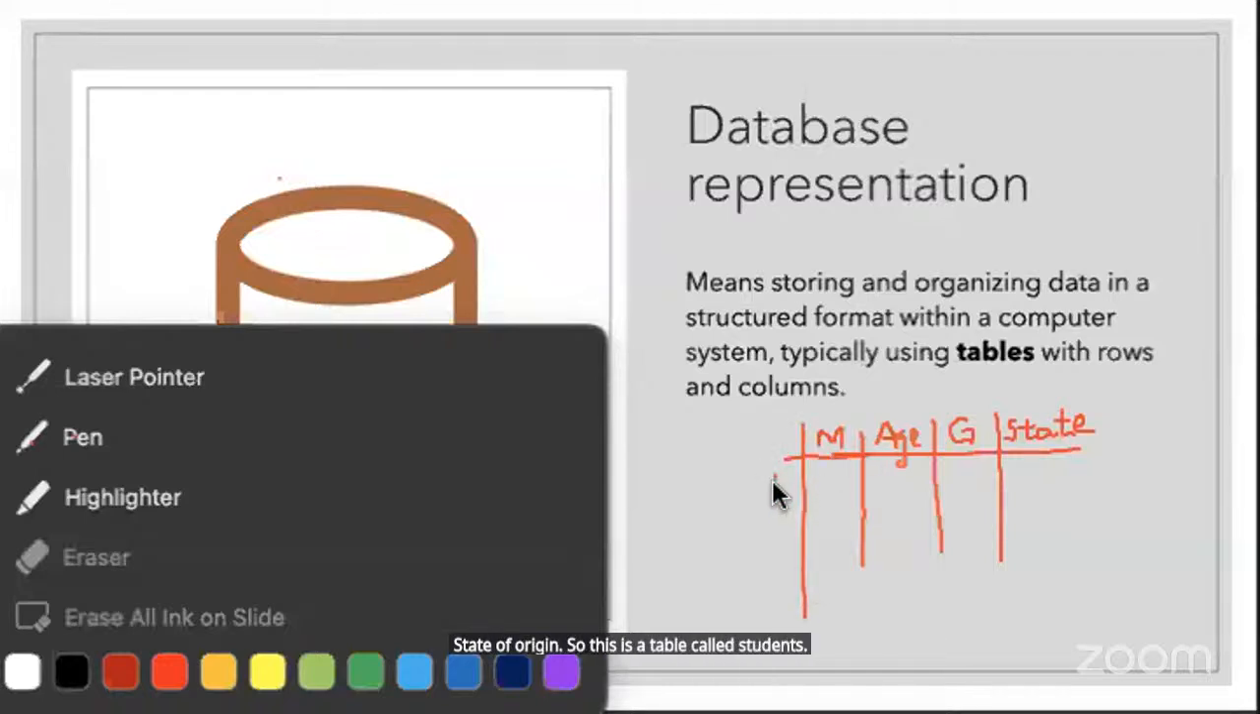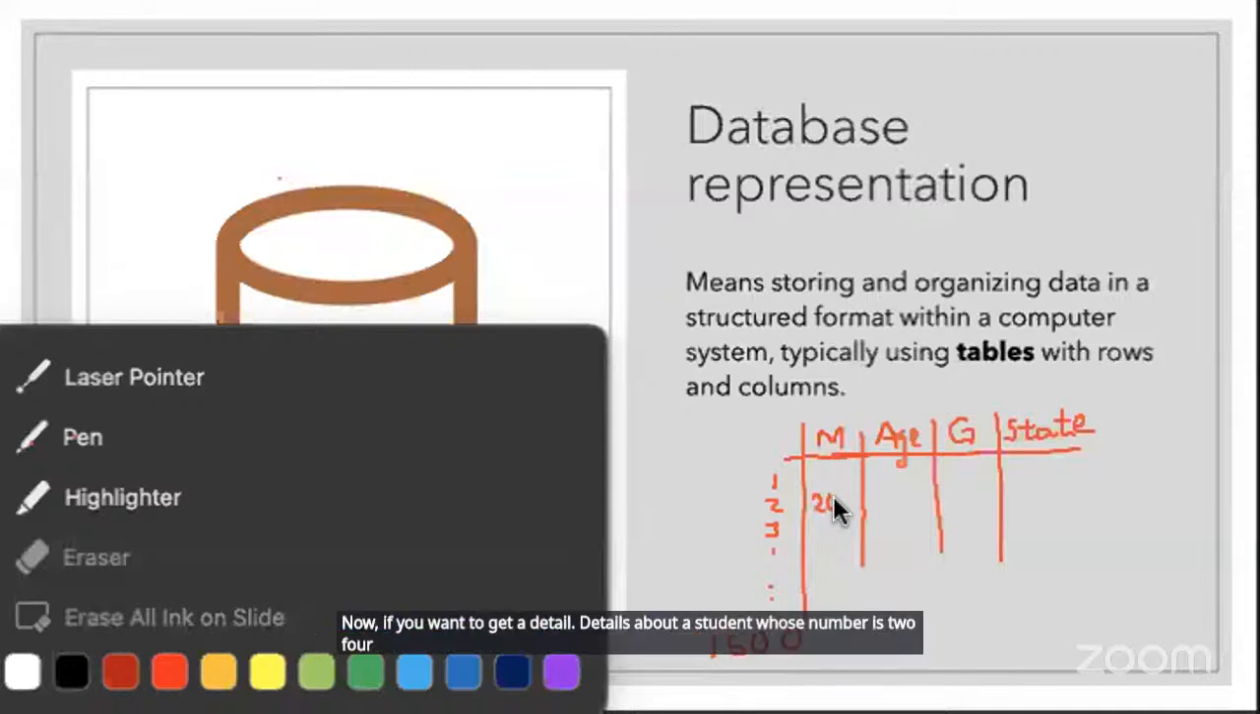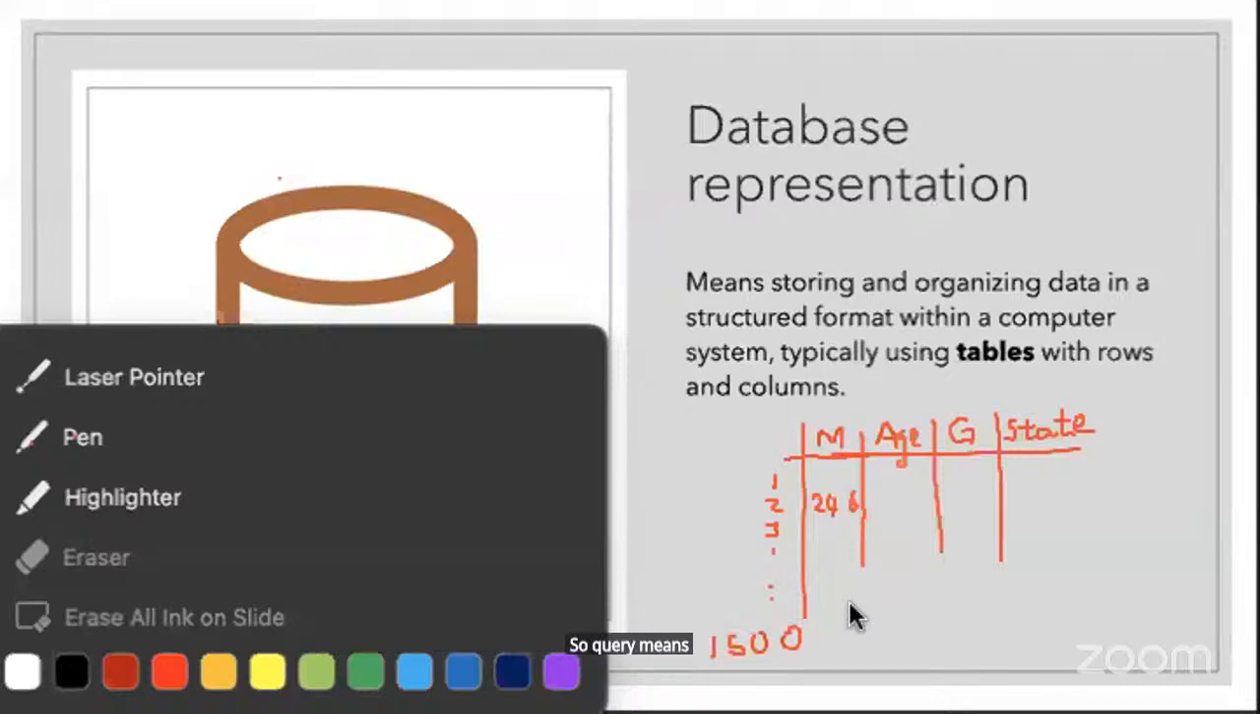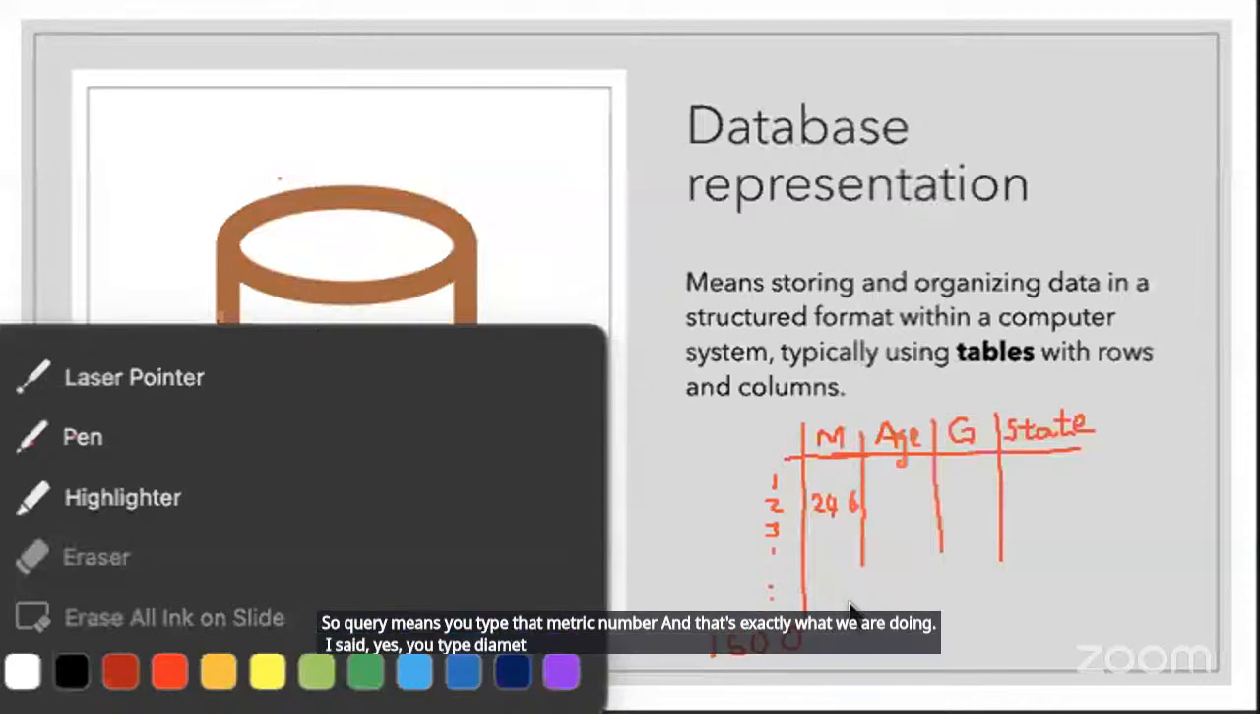And there will be many rows: 1, 2, this is the serial number, 3, etc. Like in science, you guys are more than 1,000. So let's say 1,500 students from 100 level, and for everybody, their name, matric number, age, and so on. Now, if you want to get details about a student whose matric number is 2, 4, and so on, ending in 6, query means you type that matric number and it will give you details about that student.